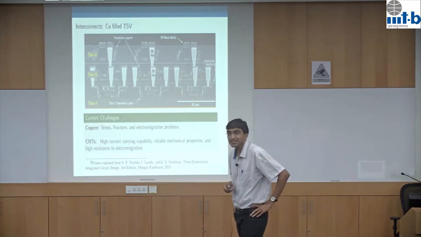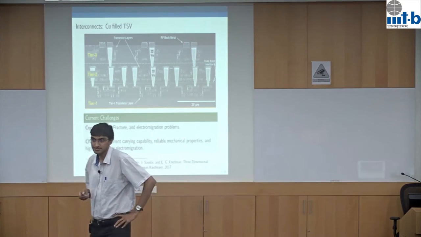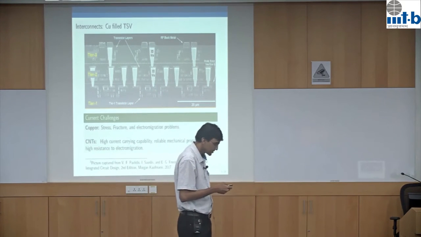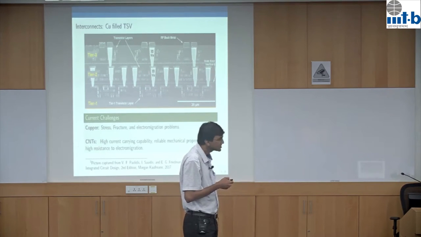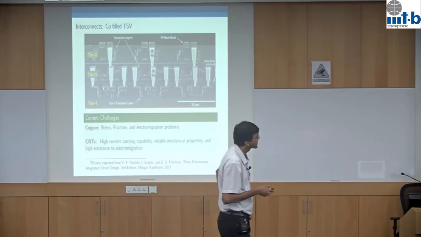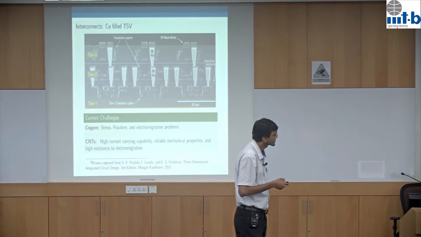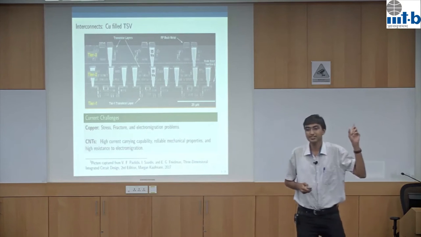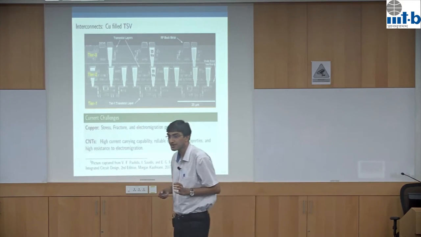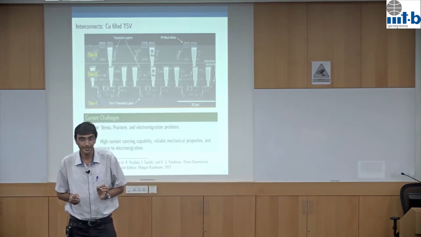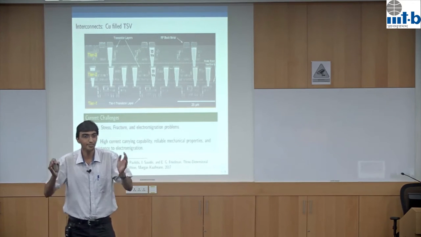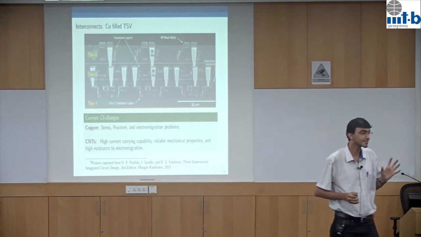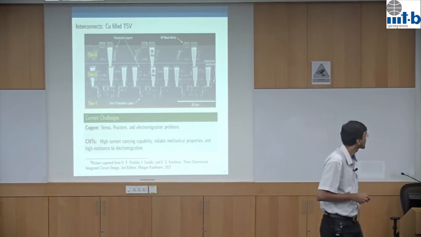So this is a scanning electron microscopy image, right? The previous slide was just a schematic, again taken from this particular book. So this is a real structure, taken from whatever layer it is, and this gets connected to the bottommost layer. If you look at the shape of the through silicon via, it is not cylindrical. It is a tapered one. It's a non-cylindrical shape.